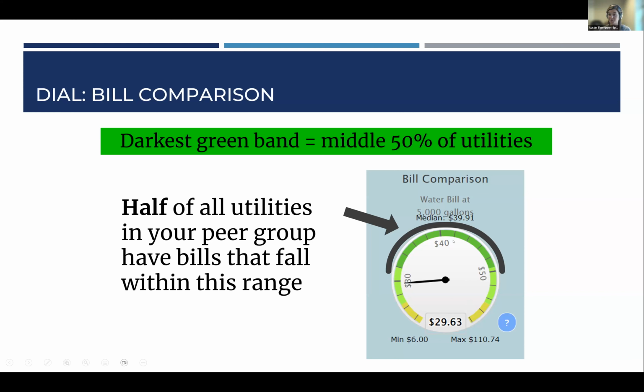So obviously that falls below the median. The minimum is $6 and the maximum is $110.74. So you can see that we have a pretty big range here. The colors are used to represent essentially kind of brackets, right? So the dark green is going to be the middle 50% of utilities, the middle 50% of bills within our comparison group. So about half of all the utilities in your peer group will have bills that fall in this dark green range. So again, middle 50% here.